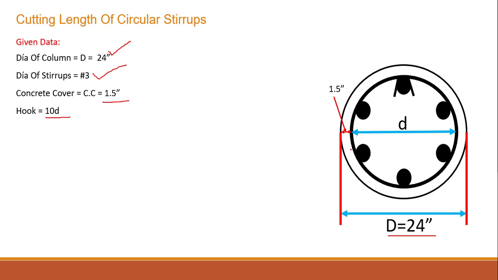Okay, so we need to find out this dia. This dia is basically right from the center of this stirrup up till the center of this stirrup. Okay, this is the same stirrup, so from this center up till this center is the dia. So how can we find out this one? Basically we need to do the deduction of concrete cover at this end and concrete cover at this end, and half dia at this end and half dia at this end in order to find out this D.